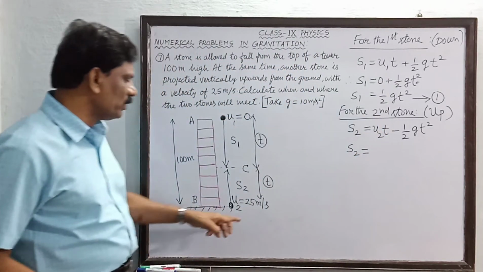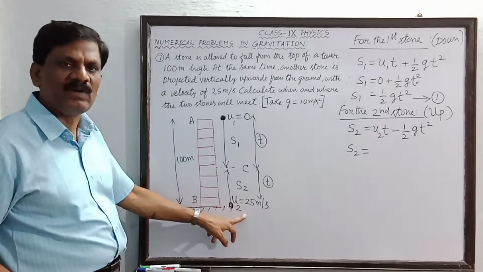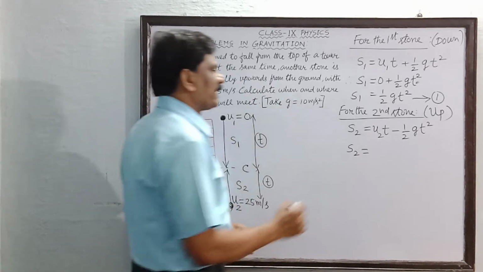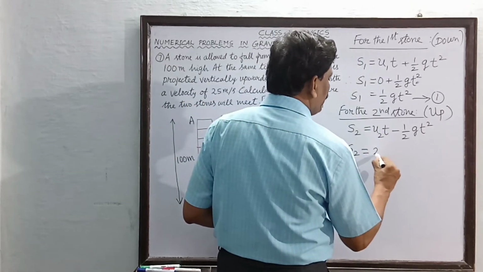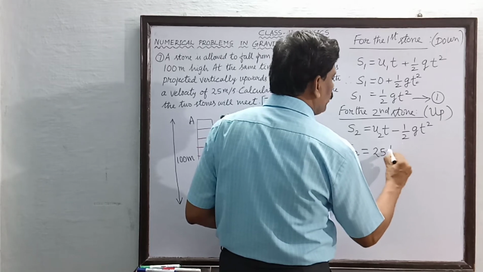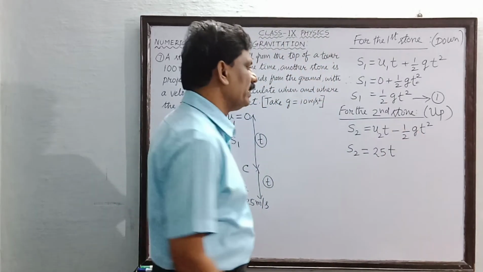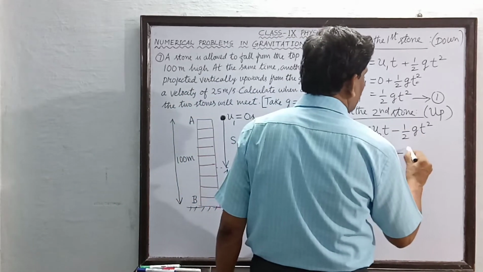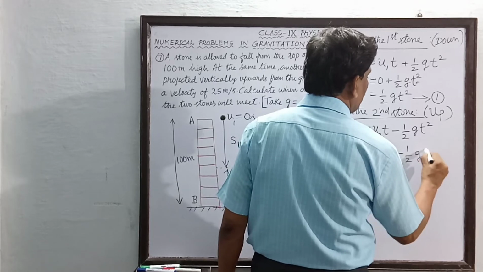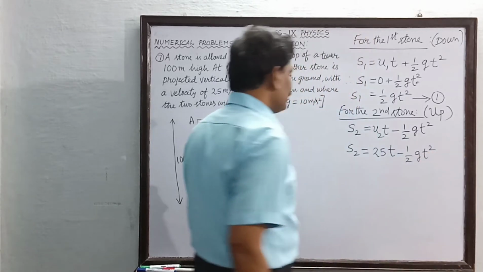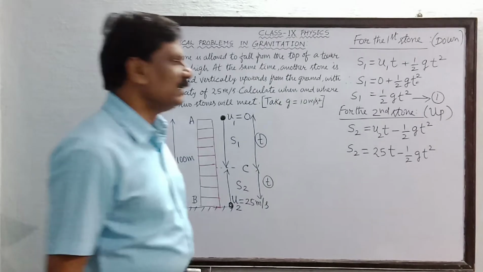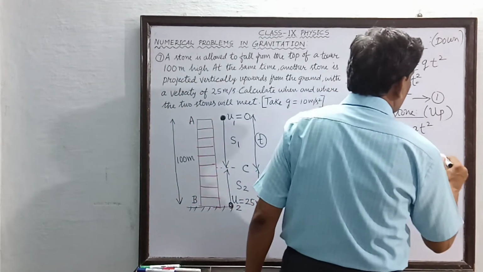what is U2 given in the sum? 25 meter per second into T. So this will be 25 into T minus half gt square. And this is equation 2.